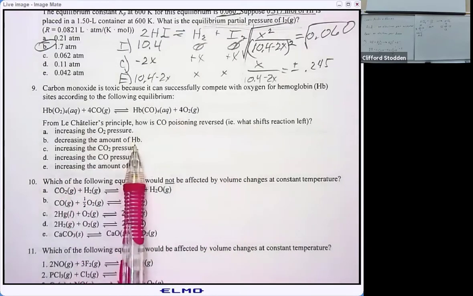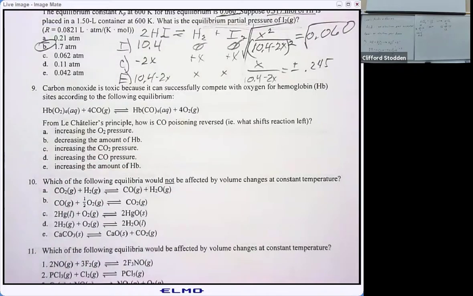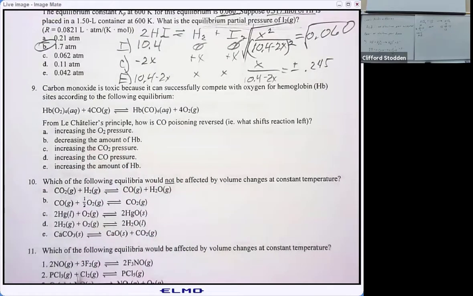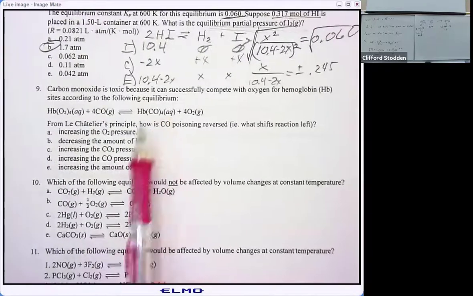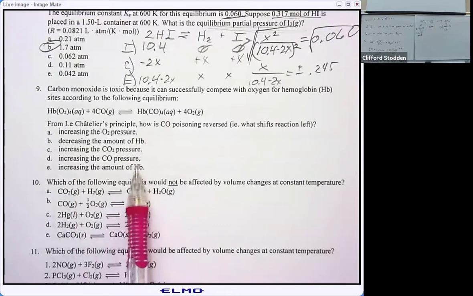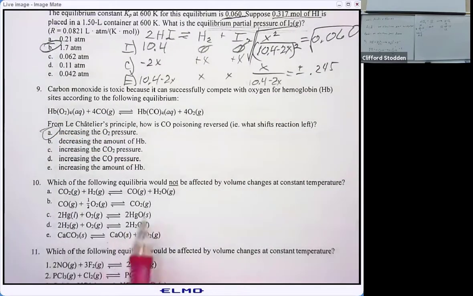So that would be reversing it. If we decrease the amount of hemoglobin, well, hemoglobin itself isn't in here as a reactant or product, so that's not going to change it. Carbon dioxide pressure, if we increase that, carbon dioxide is not in here either. Carbon monoxide pressure, carbon monoxide is in here, but that would shift it to the right, which we don't want to do, or increasing the amount of hemoglobin. So the only one that is in this reaction and would shift it to the left would be increasing the oxygen. Number 10, which of the following would not be affected by volume changes at constant pressure?